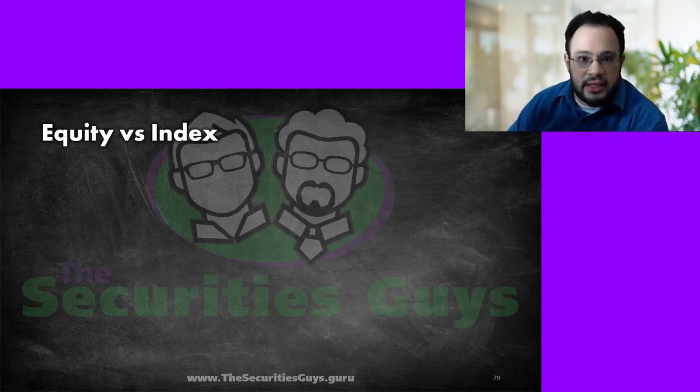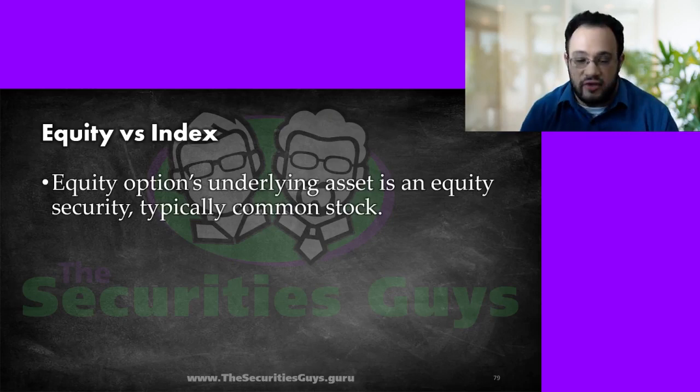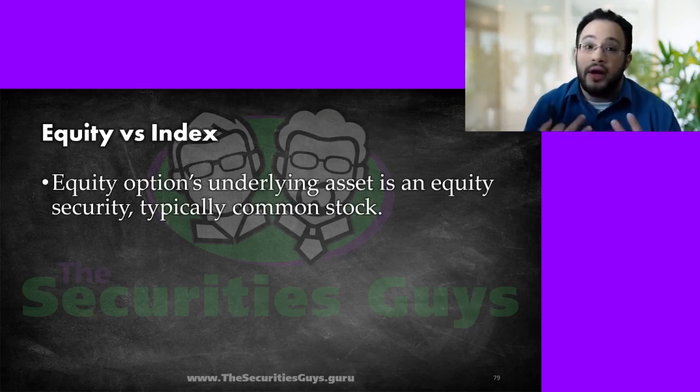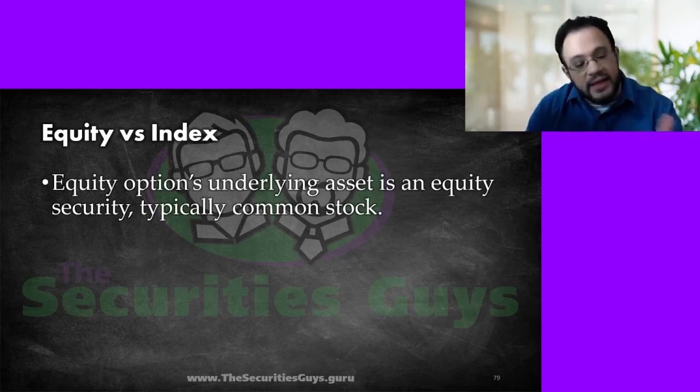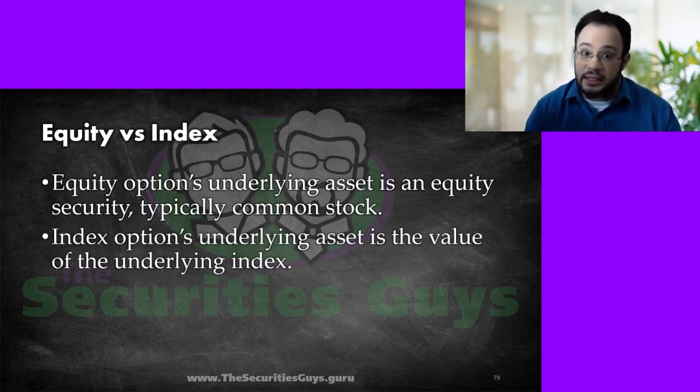Equity versus index. Equity options are what we normally think of, especially in test mode, on what options are. That I'm betting that IBM's going to go up or down. I'm betting that Microsoft's going to go up or down. I'm betting that such and such is going to go up or down. But a lot of options are on the index. The index is where the underlying asset is the value, where I'm betting the Dow is going to go up or down. I'm betting the S&P is going to go up or down. I'm betting things like that.